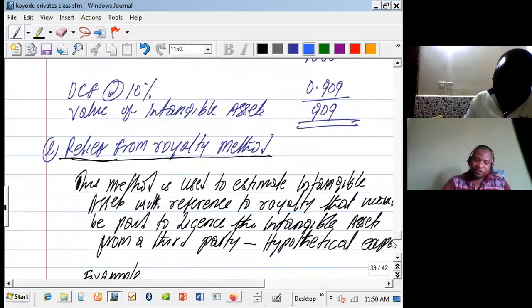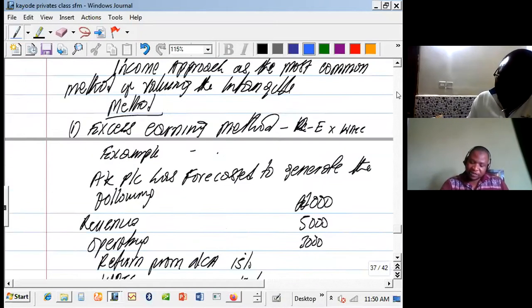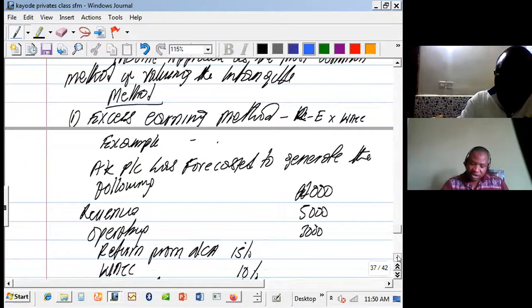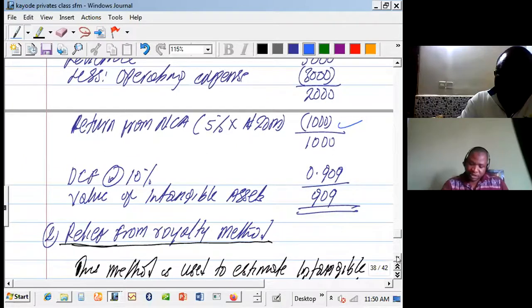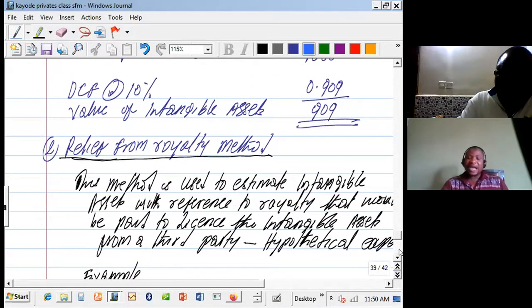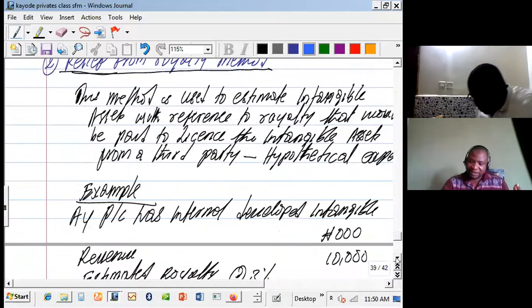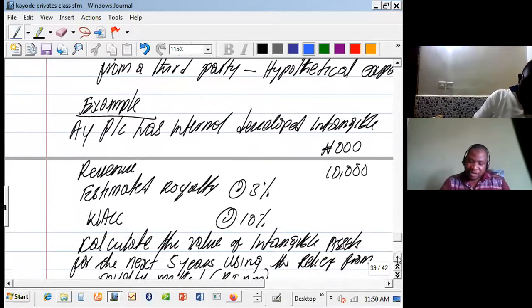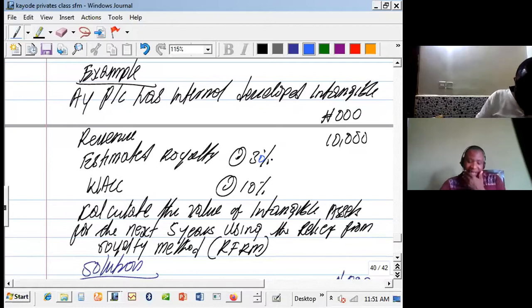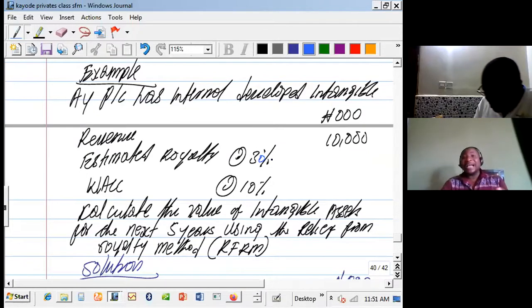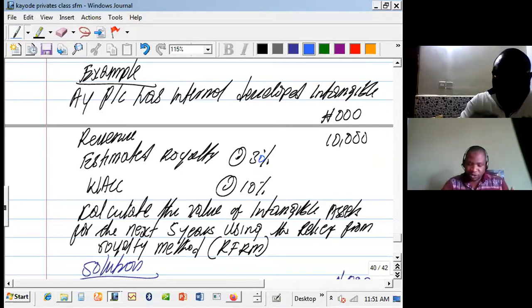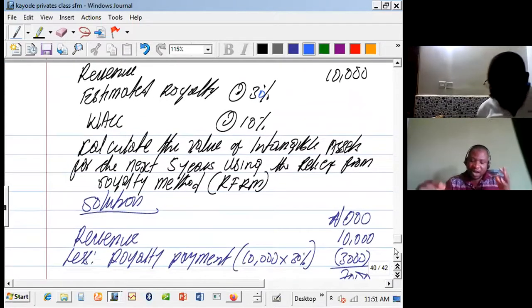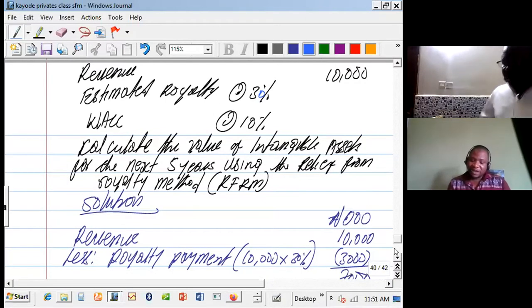The second method is the relief from royalty method. Please get this right. The first method I gave is the excess earning method. The second method is the relief from royalty method, where a hypothetical royalty is estimated to be paid for the intangible asset. So we'll use the same thing, but we estimate that we may be paying some royalty for the intangible asset that we are using. In this scenario, for example, revenue is 10 million, estimated royalty, hypothetically, means postulation, 10%. So calculate the value of intangible asset for the next 5 years using the relief from royalty method, RFRM method.